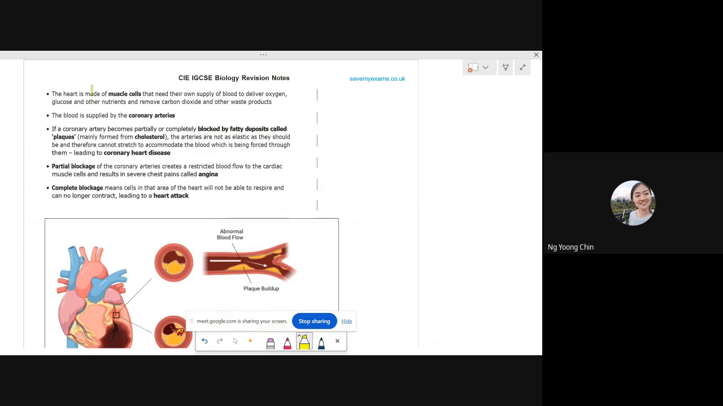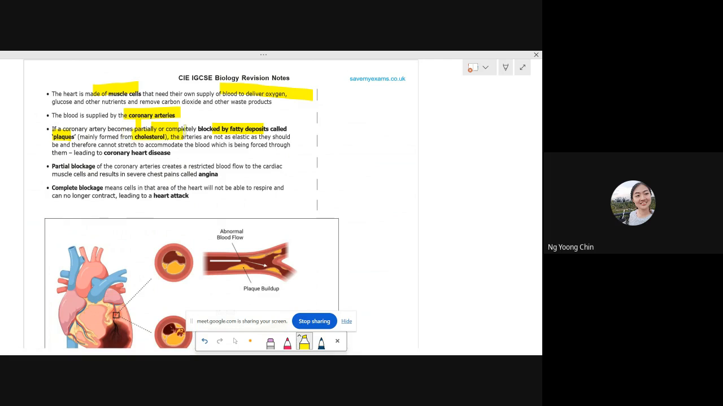So the heart is made of muscle cell. So muscle cells have their own supply of blood to deliver the oxygen. So who supplies the blood? Which is the coronary artery. So if the coronary artery becomes partially or completely blocked by the fatty deposit called plaque, which is the cholesterol.